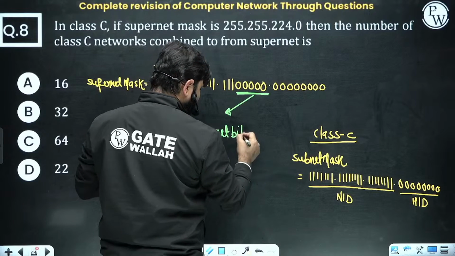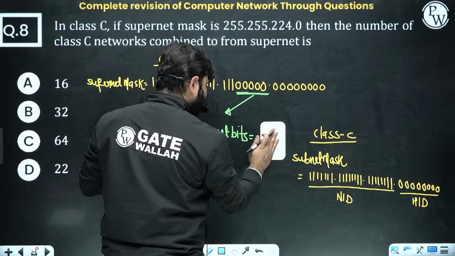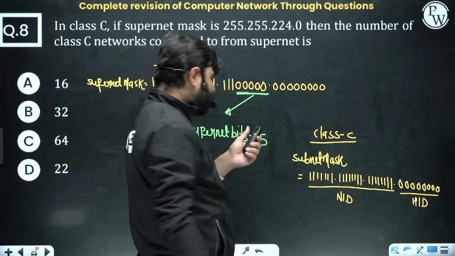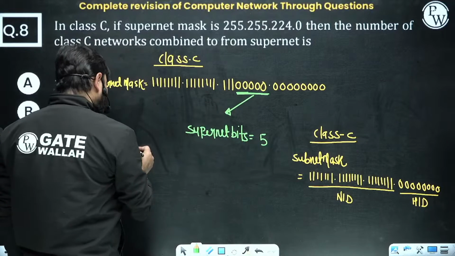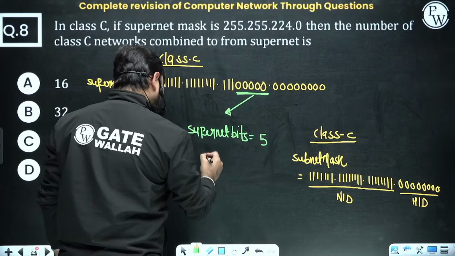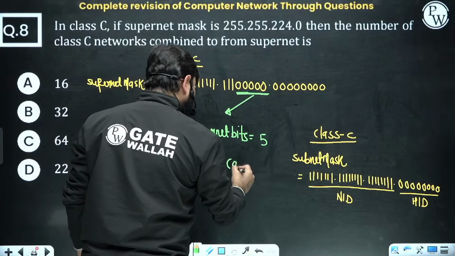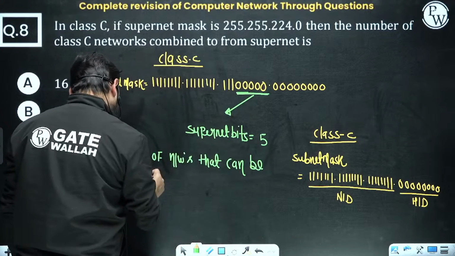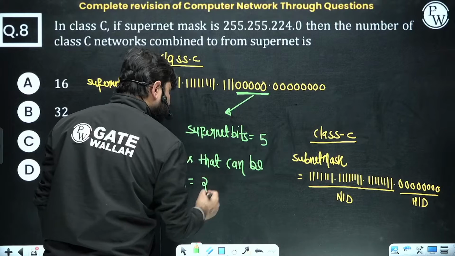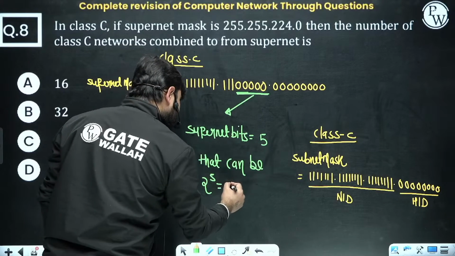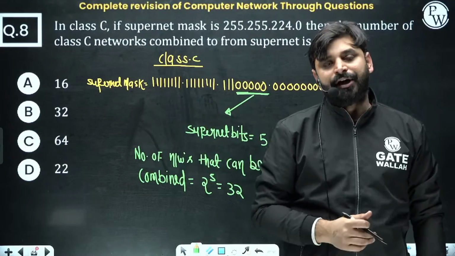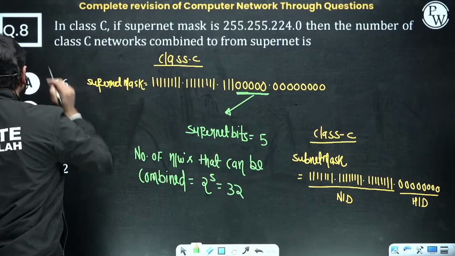Supernet bits, how many here? 5. A is not the correct answer. So the number of networks that can be combined is equal to 2 power 5, which is 32. If the supernet ID has 5 bits, then the number of networks that can be combined is 2 power 5, which is 32. So the correct answer for this question will be B.